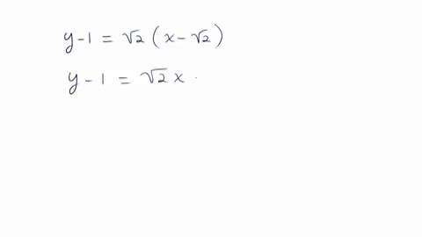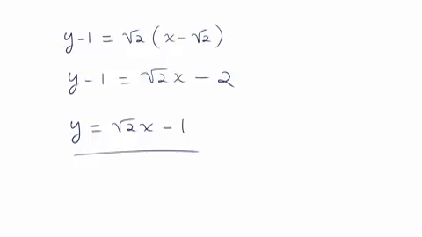So we have y minus 1 equals root 2 times x minus root 2. That gives us y minus 1 equals root 2 times x minus 2. And now adding 1 to both sides, we get y is equal to root 2x minus 1.